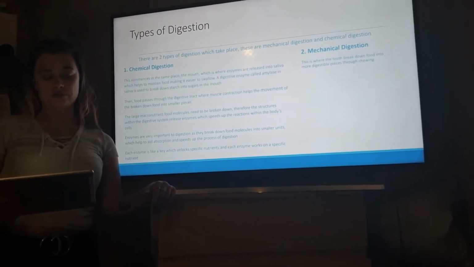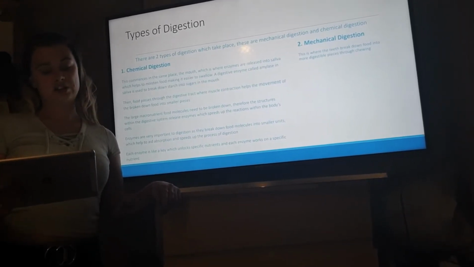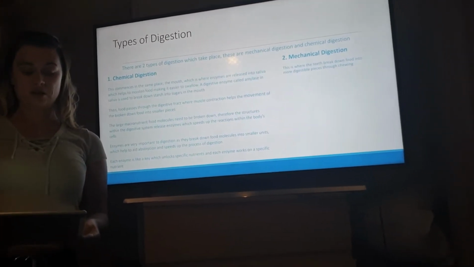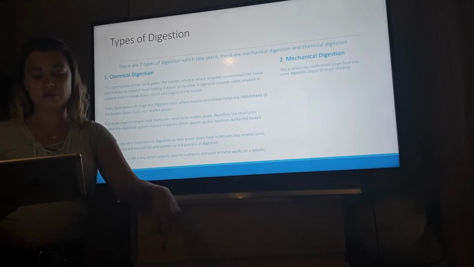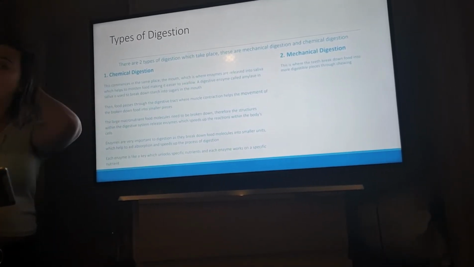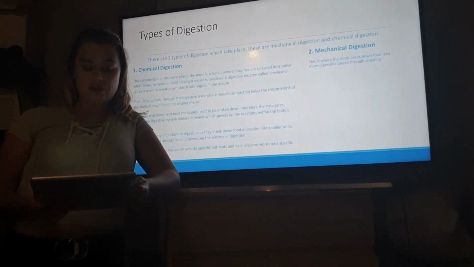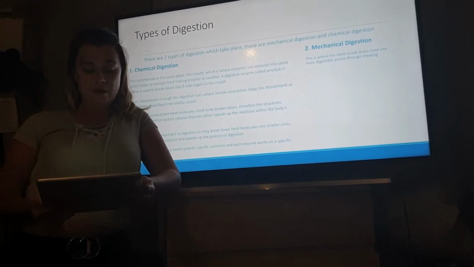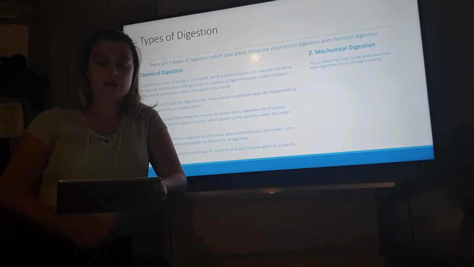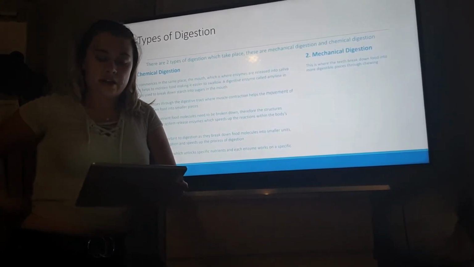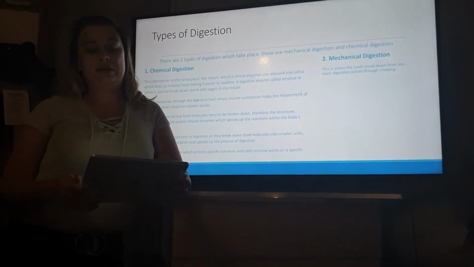The large macronutrient food molecules need to be broken down, so the structures within the digestive system release the enzymes to speed up the reaction within the body's cells. Enzymes are very important to digestion as they break down the food molecules into smaller units and help aid absorption and speed up the process of digestion. They're just like a key which unlocks specific nutrients, and each enzyme works on a specific nutrient. In mechanical digestion, this is just where the teeth break down the food into more digestible pieces through chewing.